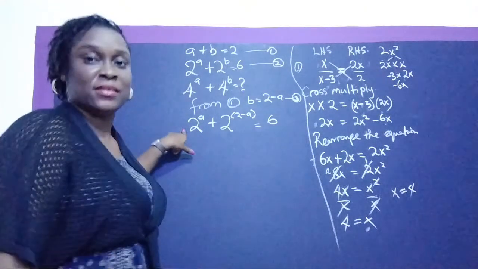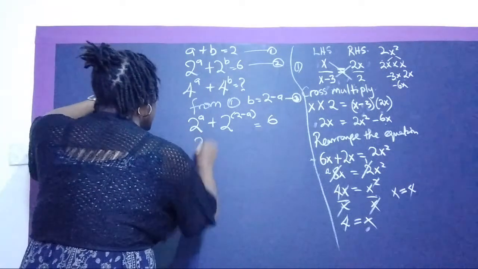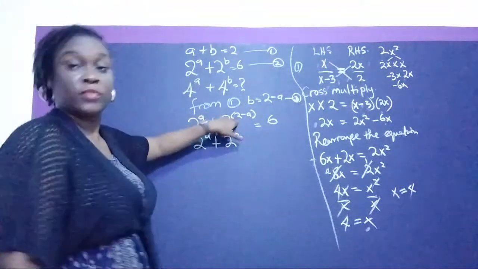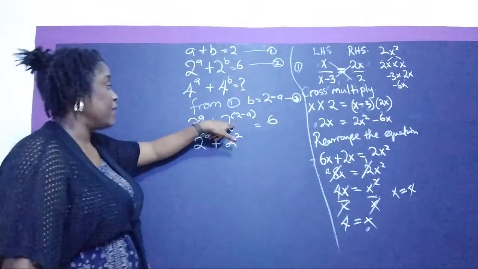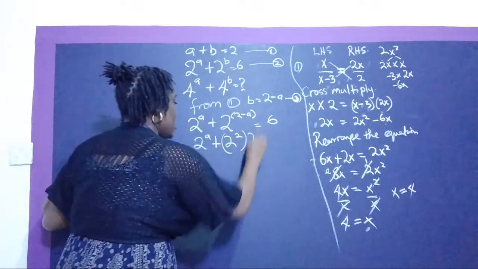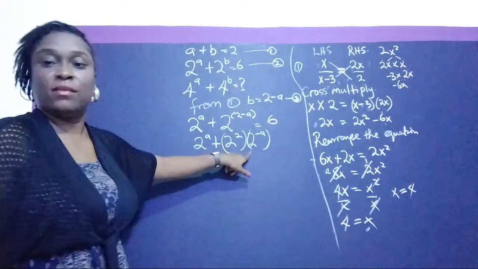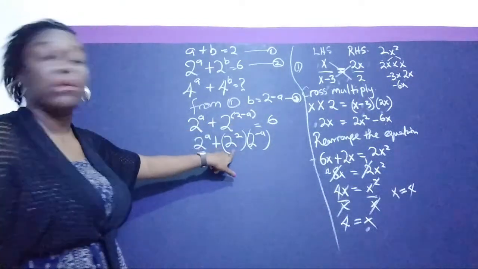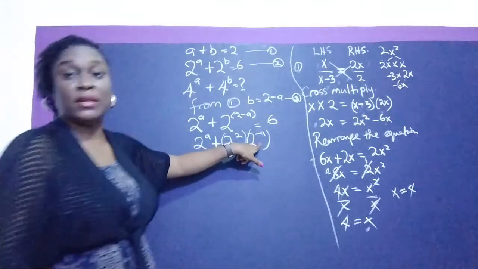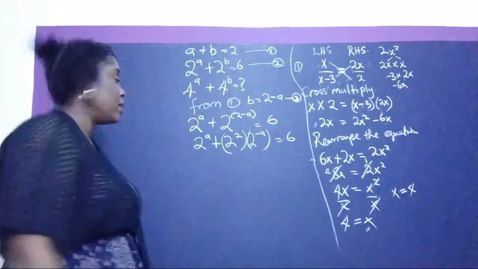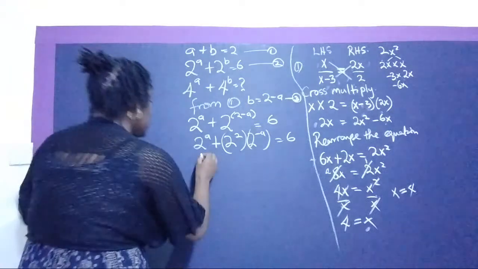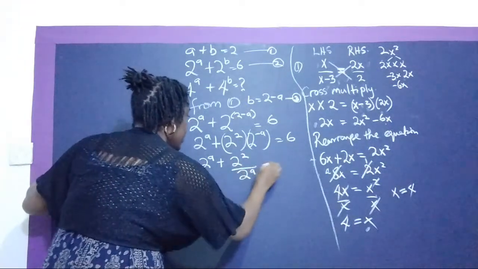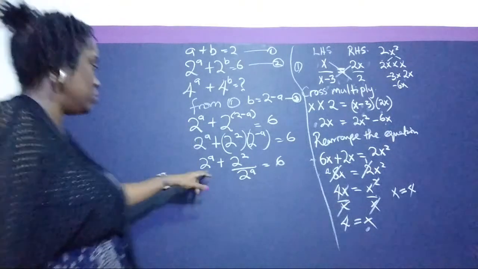So we're going to expand this. So we have 2^a plus 2 raised to power 2 minus a, okay? According to the laws of indices, this will be 2^a plus 2^2 and 2^(-a). 2 raised to power bracket 2 minus a will be 2^2 times 2^(-a), equal to 6. So we're going to break that down further. So we have 2^a plus 2^2 all over 2^a equal to 6.